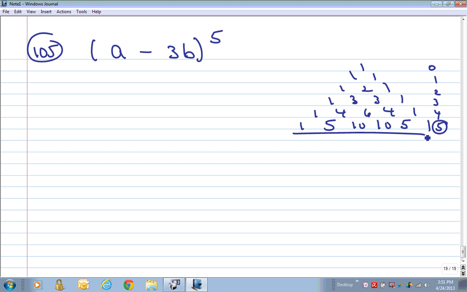So I'm going to list those out. I'm going to circle them because I think it makes it easier for me visually. So that's a coefficient 1. I have a coefficient of 5. I have a coefficient of 10. I have another coefficient of 10. I have a coefficient of 5. I have a coefficient of 1.